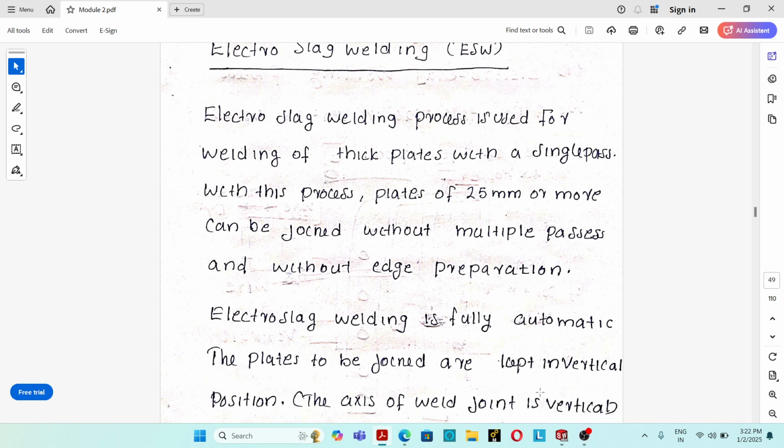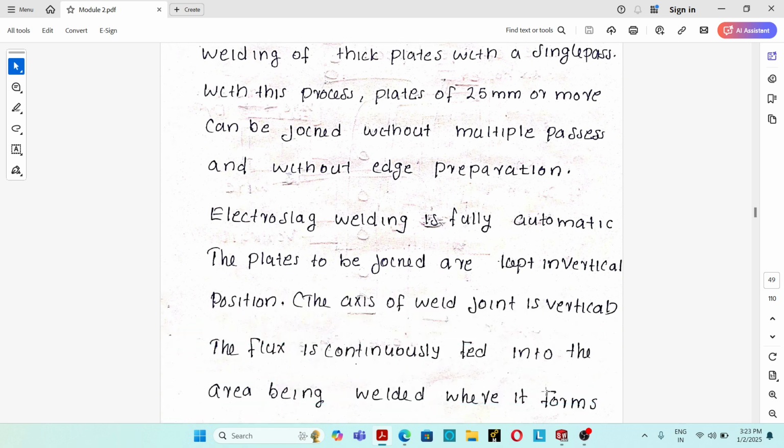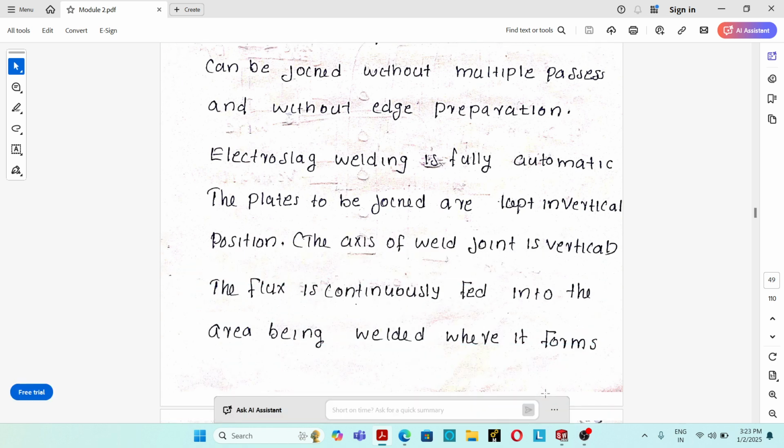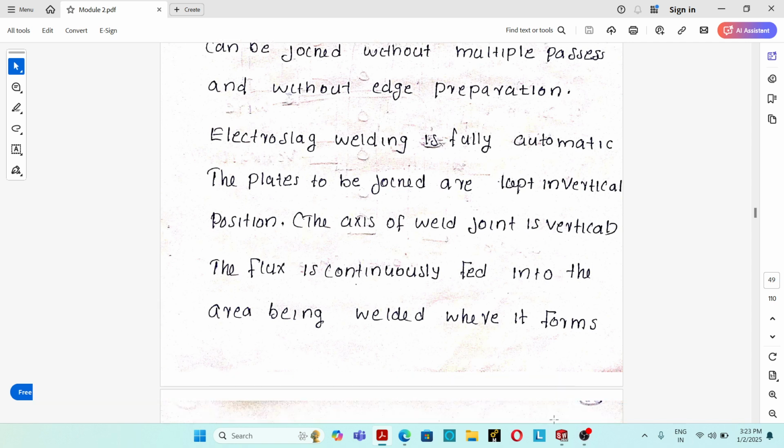That's a very important point. Electroslag welding is used for welding thick plate above 25 mm thickness, without any multi-pass and without any edge preparation. See, the electroslag welding process is a fully automatic welding process. Initially, the workpieces or plates to be joined are positioned vertically. The axis of the weld will usually be in the vertical direction, and the flux is continuously fed into the area where welding will be taking place. That's a very important point.